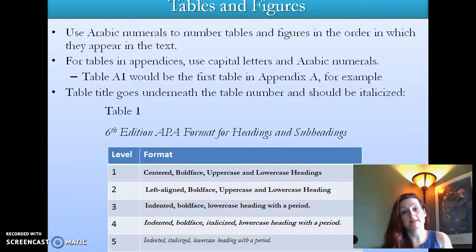For tables in appendices, you're going to also add a capital letter with your Arabic numeral. So if you have Appendix A and you have tables in Appendix A, the first one will be table A1. The title of the table goes underneath the number, and the title should be capitalized and italicized. So in this example, we have Table 1, 6th edition APA format for headings and subheadings.